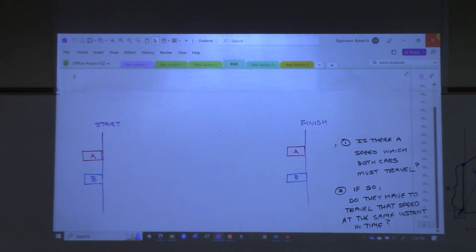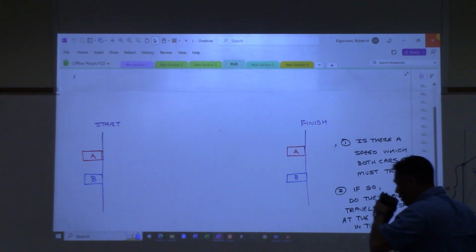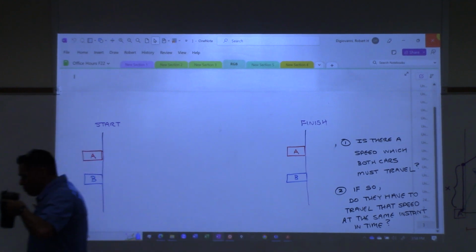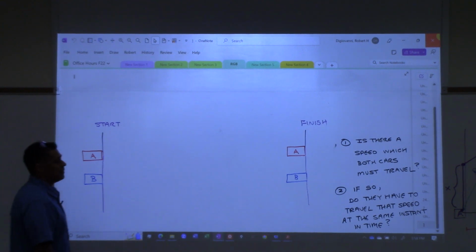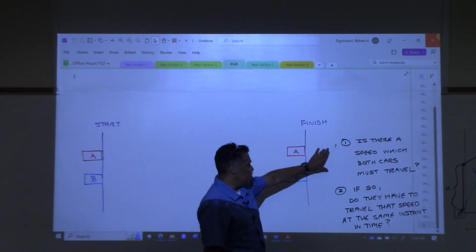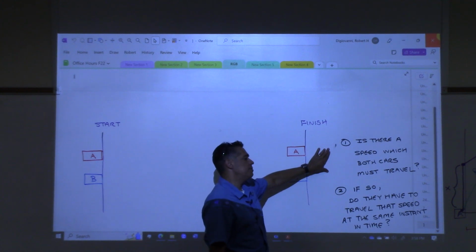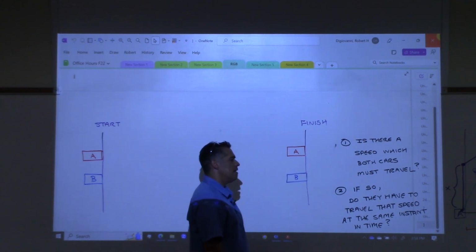Don't look so enthused. All right, does anybody want to volunteer their opinion? Okay, what do you think for the first one? Yes. You do believe that they're both going to have some speed. Do you want to justify that in any way?